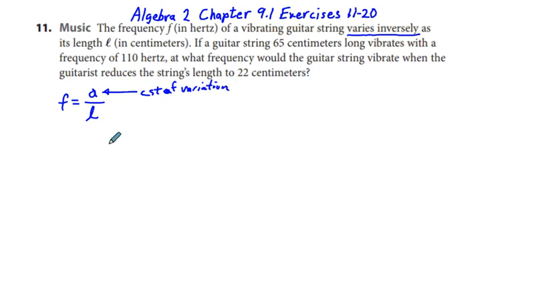So what that ends up being in this instance, if we have a guitar string 65 centimeters in length, so we'll put A over 65, with frequency of 110 hertz, our constant of variation is going to be 65 times 110. So A equals 65 times 110.